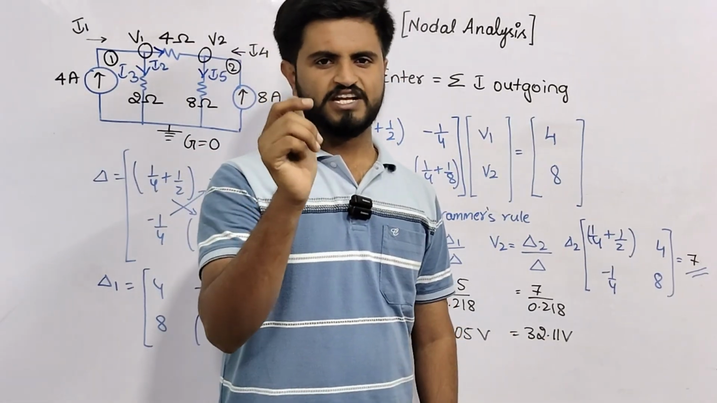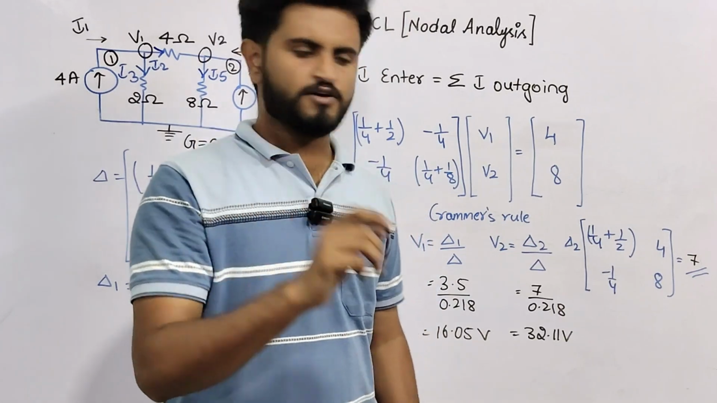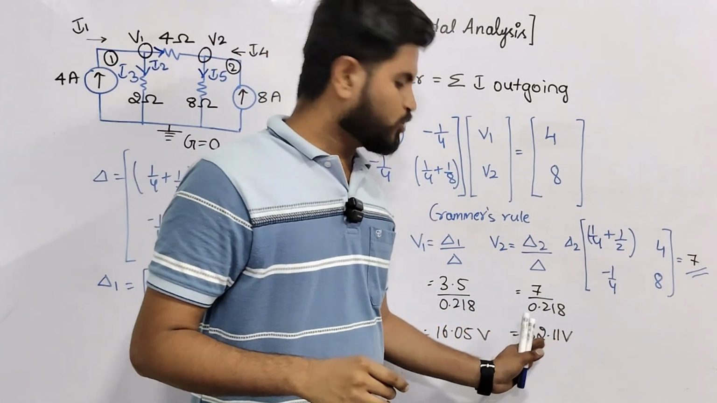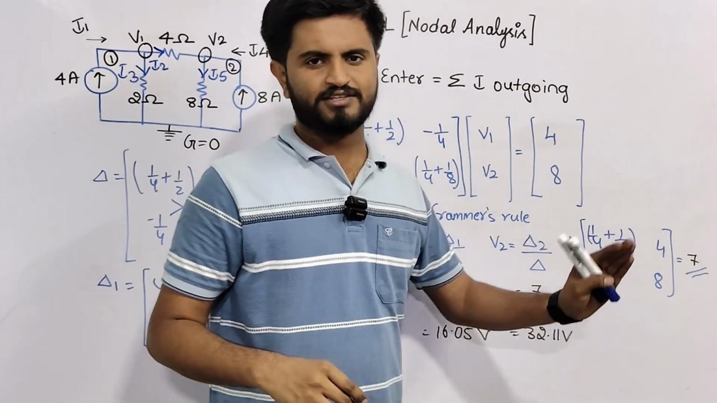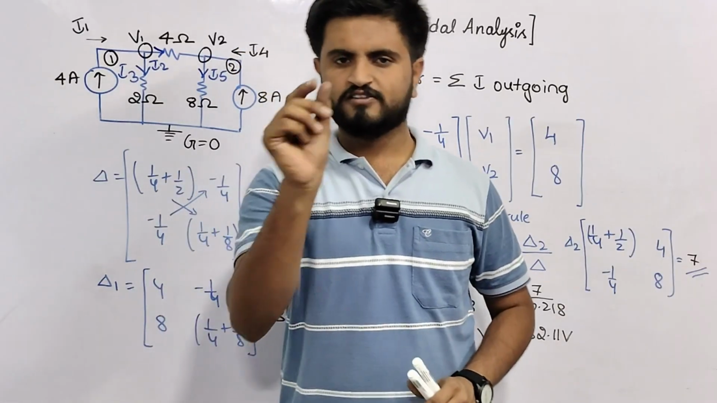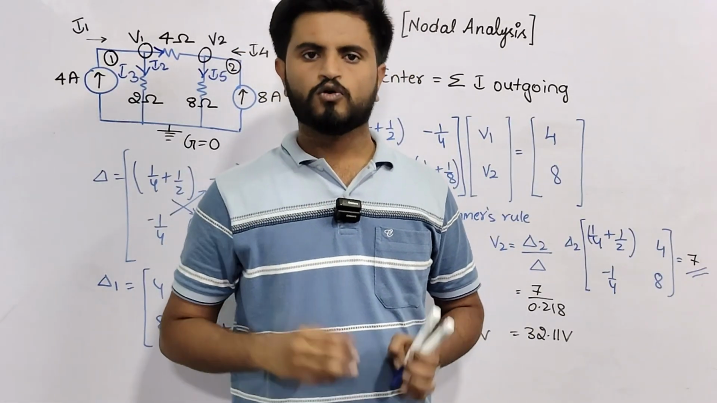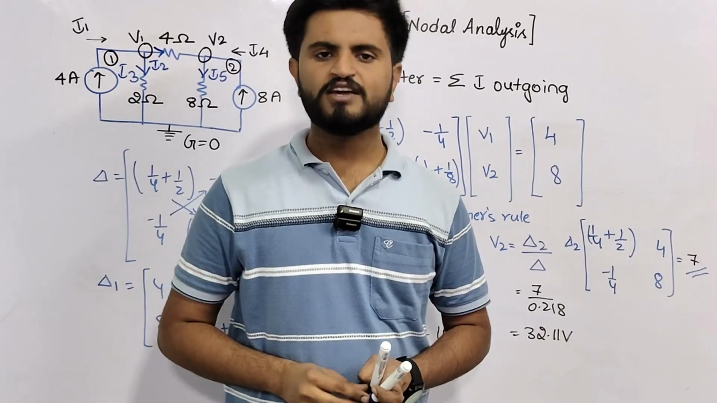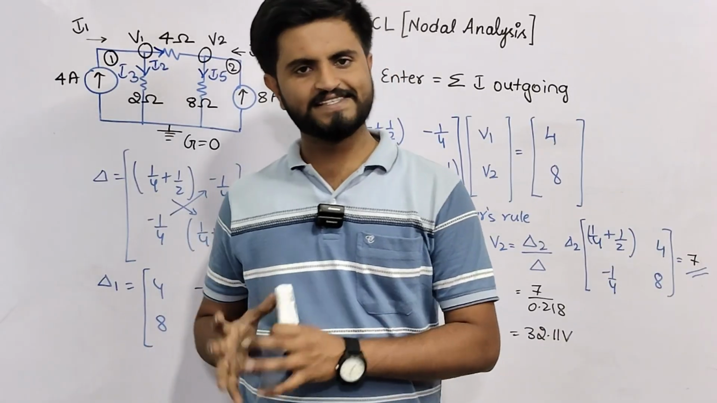So the decimal variation is allowed in the problem. So if it is 32.20, 32.33, anything, nothing will happen. So decimal variation is allowed. So hope you understood the topic, how to solve the nodal analysis or the KCL problem.